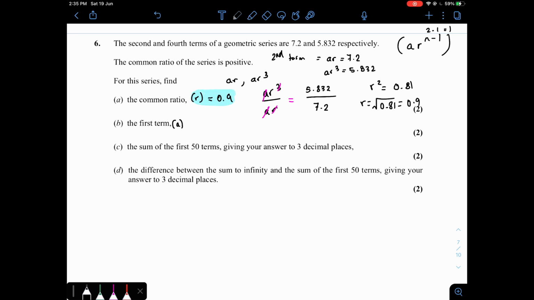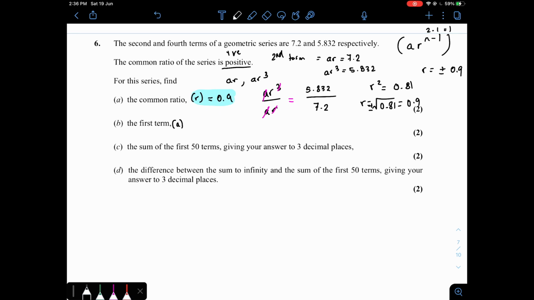Okay, so they tell us the common ratio of the series is positive, so we know it's going to be the positive, because we know with the square root of something, r can be plus or minus 0.9, right? But they tell you that it's positive in the question, so r must be plus 0.9. We don't write the plus, but we assume the plus. So it's 0.9.